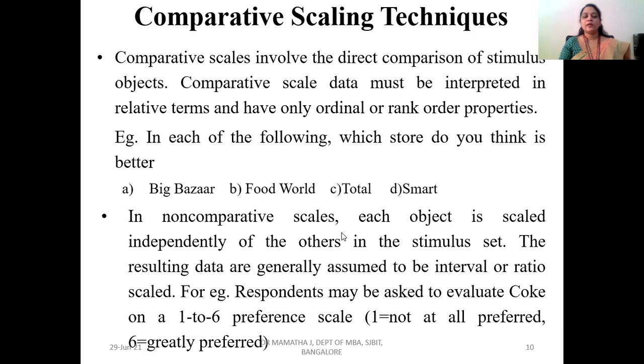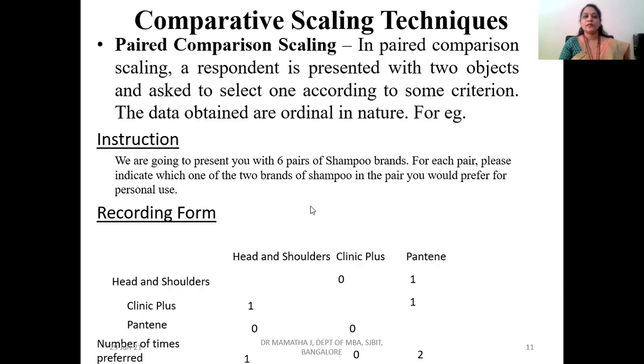In non-comparative scales, each object is scaled independently, but in comparative scales, all together we'll be measuring them on an ordinal scale or rank order properties. For example, if respondents are asked to evaluate Coke on a 1 to 6 preference scale, where 1 is not at all preferred and 6 is greatly preferred, this is independent of other brands. But in the previous example, we are comparing between the different stores, so all of them are put together in the question. So this is called comparative scaling technique.